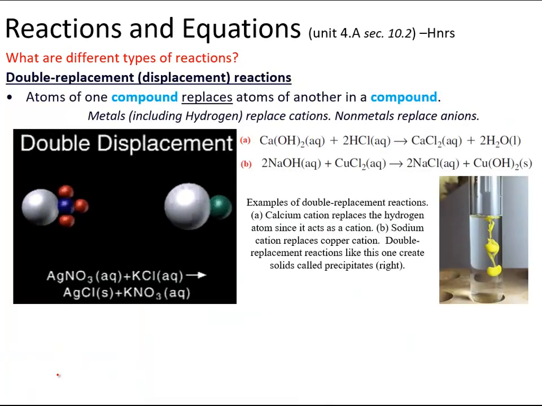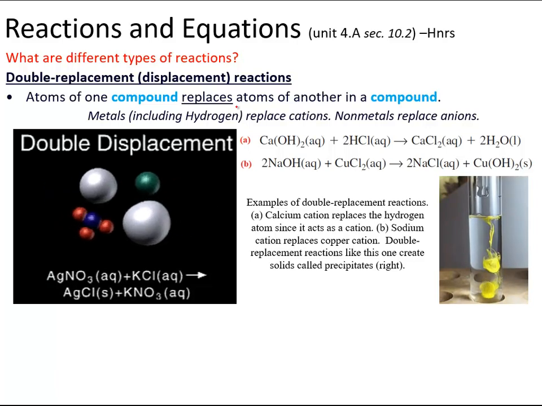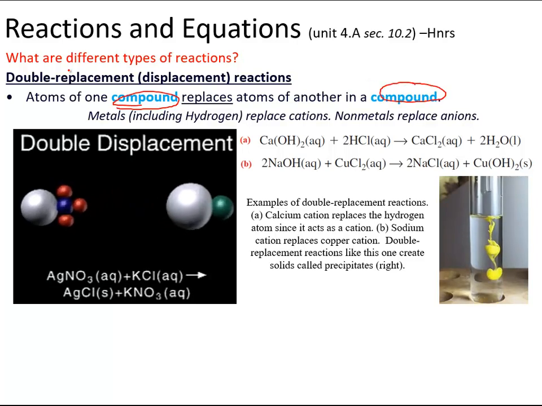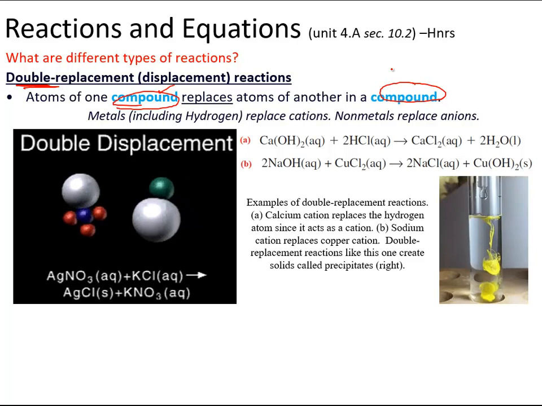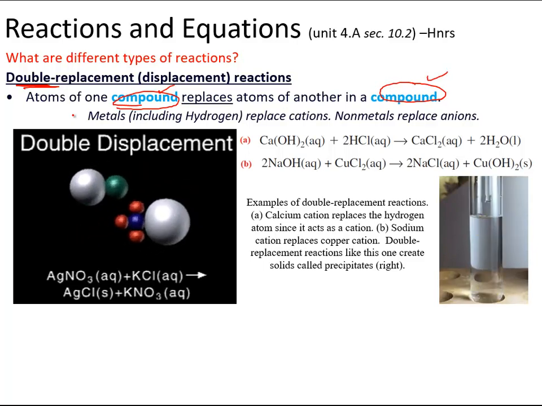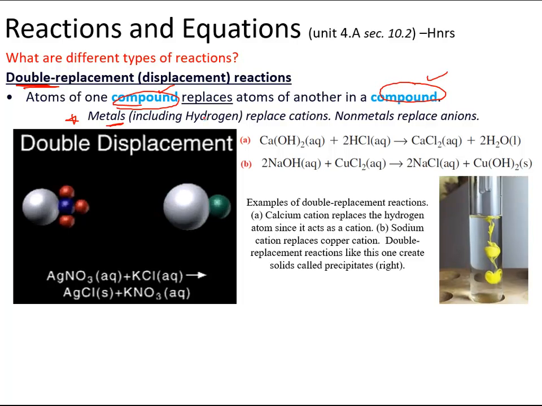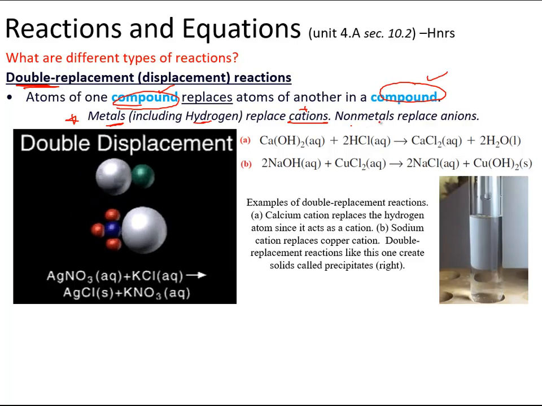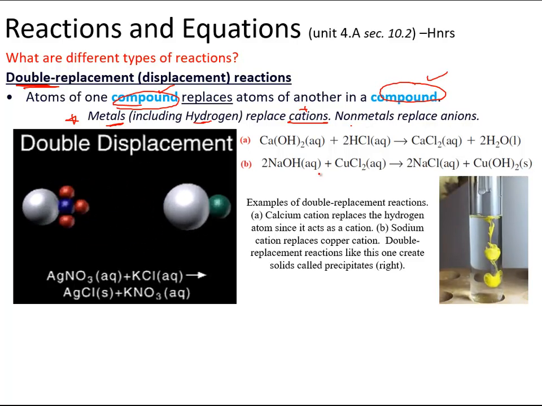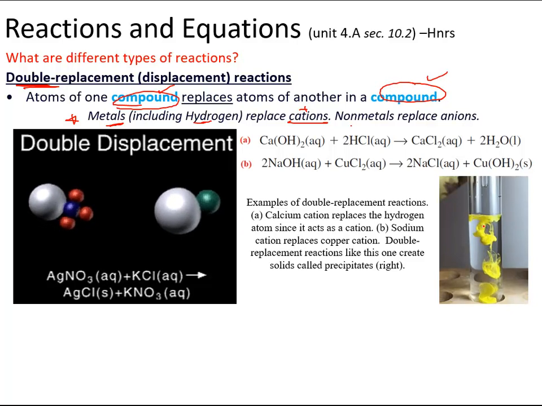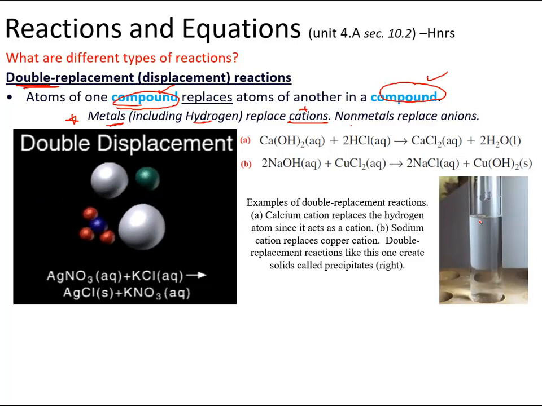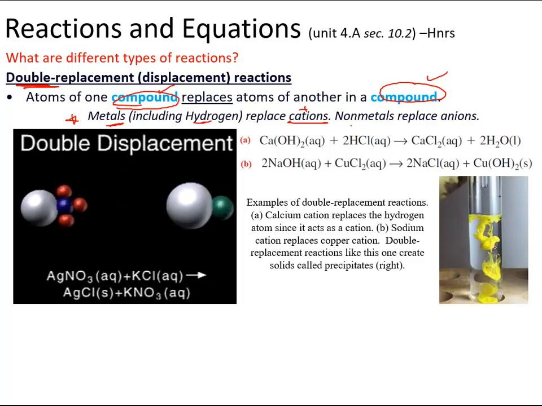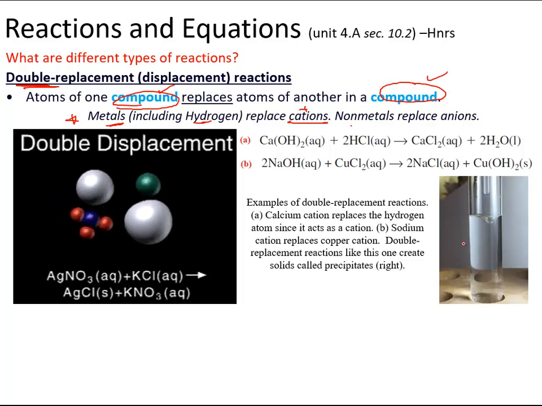Well, let's try another problem. And this is a double displacement reaction, right? In this case, atoms of a compound are going to replace atoms of another compound. And hence it's called a double replacement, because now we're talking about both of them being compounds. But the process remains the same. Metals, including hydrogen, will replace cations. Remember, these are the plus ions. And nonmetals are going to replace the anions. In many cases, these kinds of reactions produce precipitates, which you've probably seen in class, in which 2 liquid solutions, or in this case aqueous solutions, combine together to form a solid precipitate, which is this yellow.